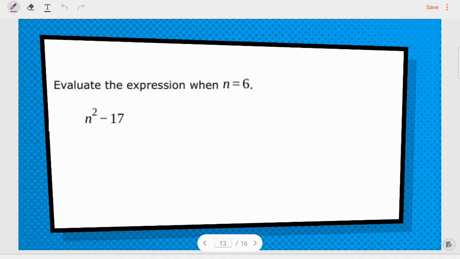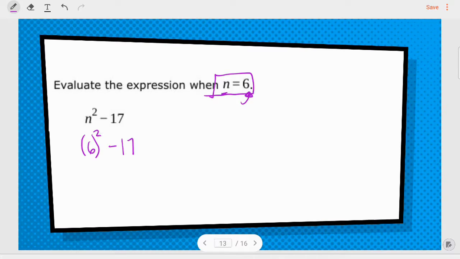Remember from the other day, when we are evaluating and it says when n equals 6, we're going to say, hey, whenever we see an n, its other name is 6, and we're going to replace it. So here we go. Parentheses, because there's the n. 6 to the second power minus 17.